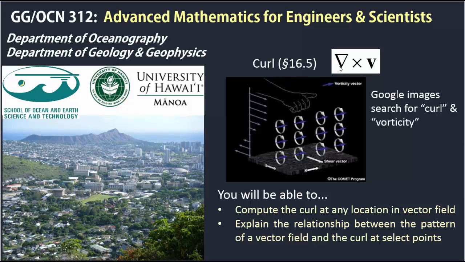So curl is the operation of our del vector operator crossed with a vector field v, and it tells you the direction and the magnitude of twice the angular velocity at any given point in this velocity field. So in this diagram we have this vector field. I said velocity field, but I meant vector field.